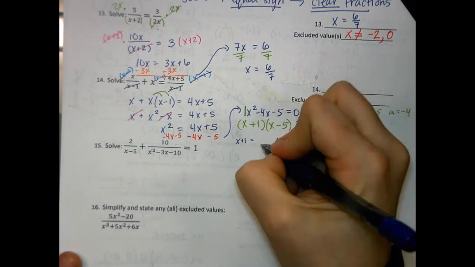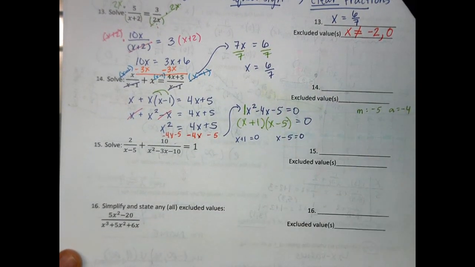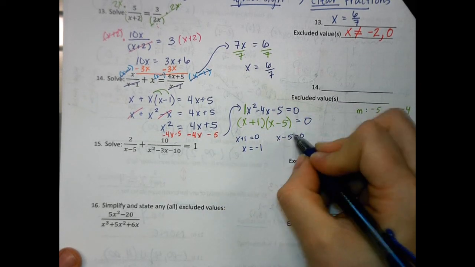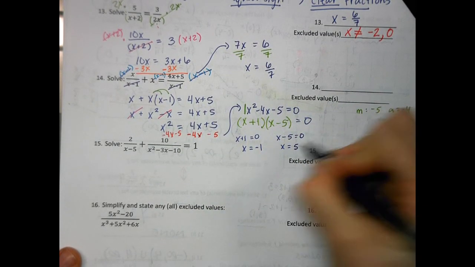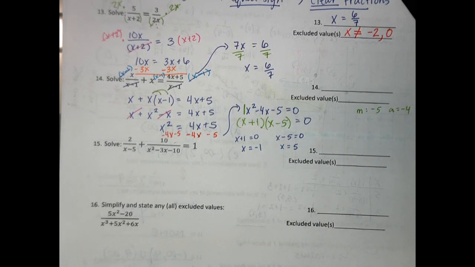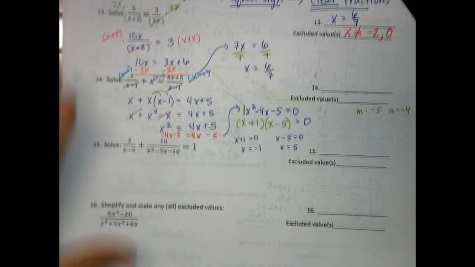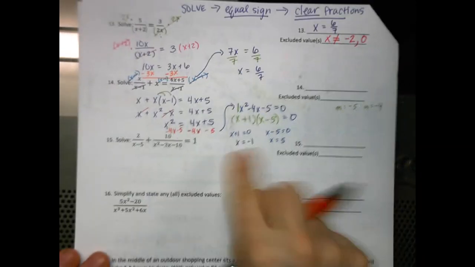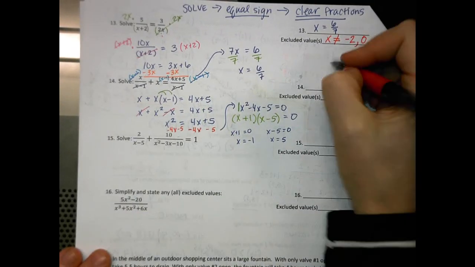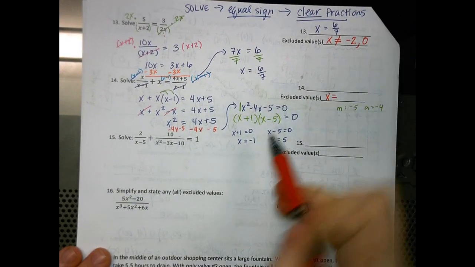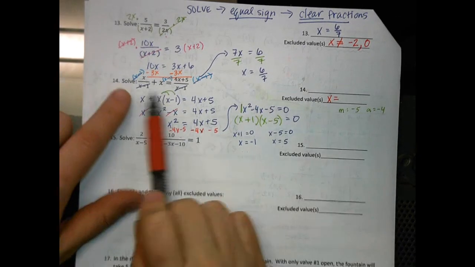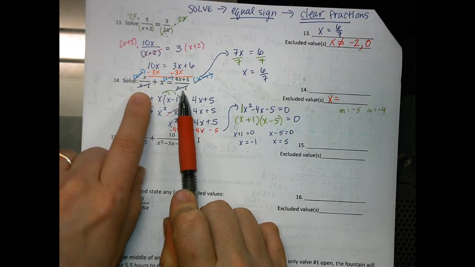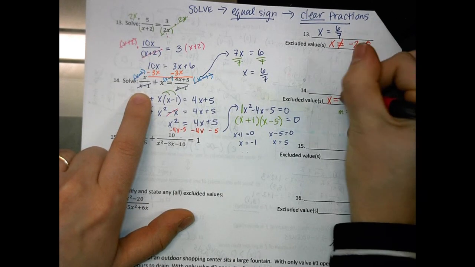Equal each of your factors to 0, then subtract 1 to the other side, add 5 to the other side. I get x equals negative 1 and positive 5. So let's write down our exclusions before we write down our solutions, because it's possible that one of those may not be a solution. So what value can I not have for x that would make my denominator equal to 0? 1. X cannot be equal to 1.